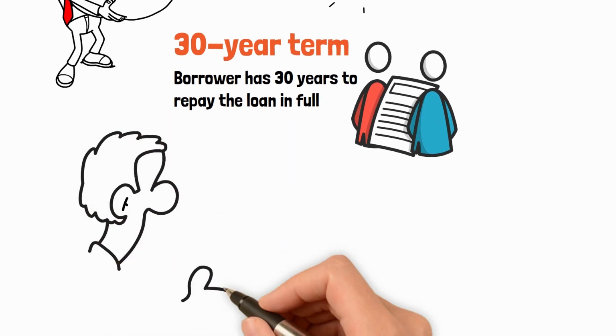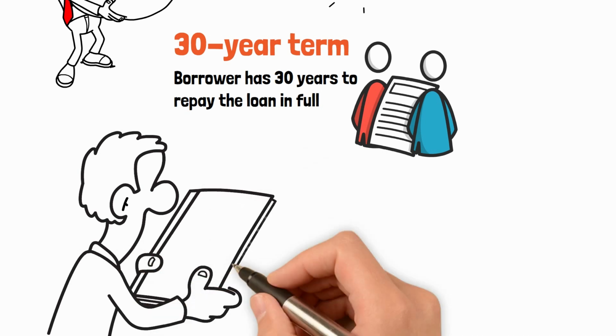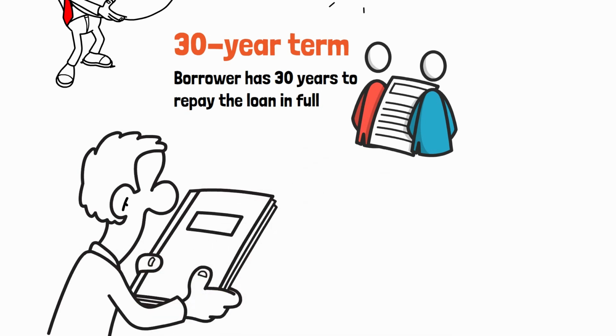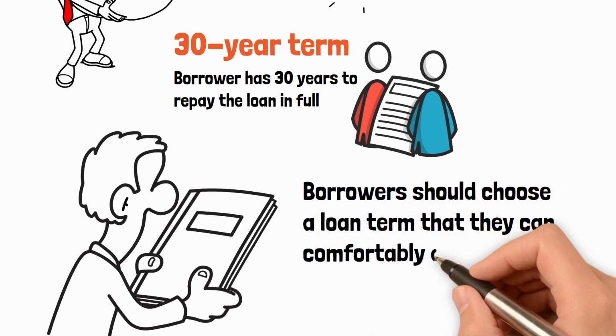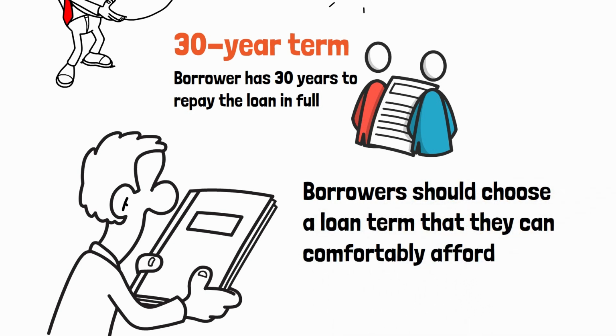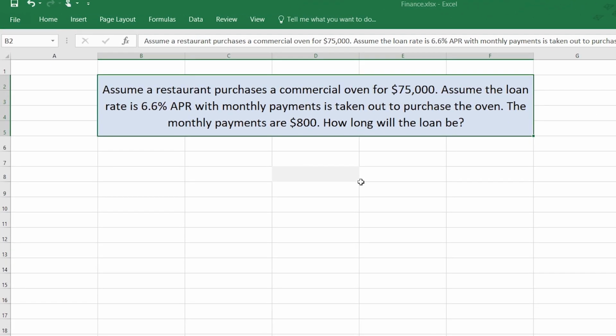When considering a loan, it is essential to understand the term and how it will affect your monthly payments and the overall cost of borrowing. Borrowers should choose a loan term that they can comfortably afford while minimizing the total interest paid over the life of the loan. For example, assume a restaurant purchases a commercial oven for $75,000.